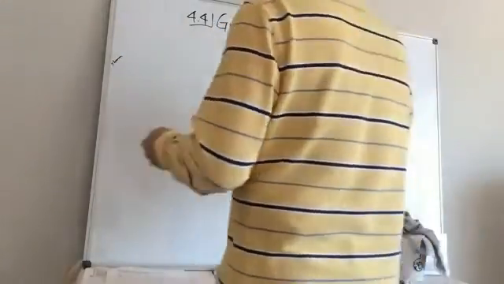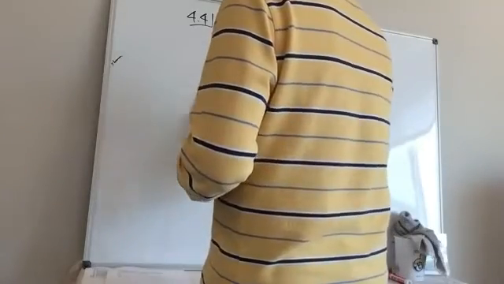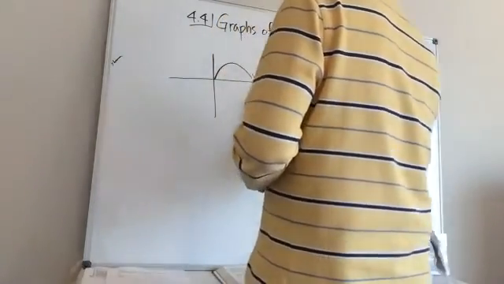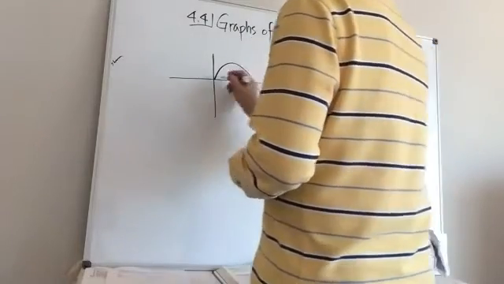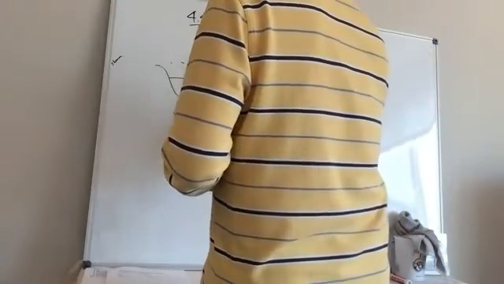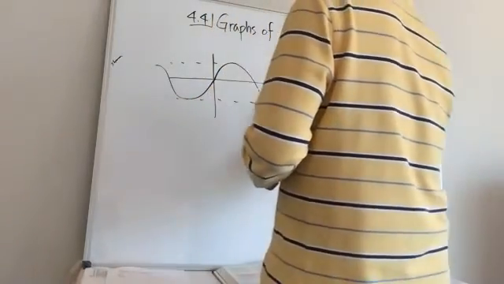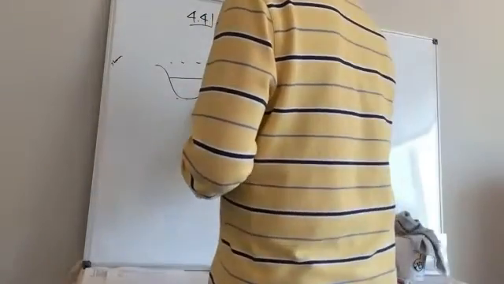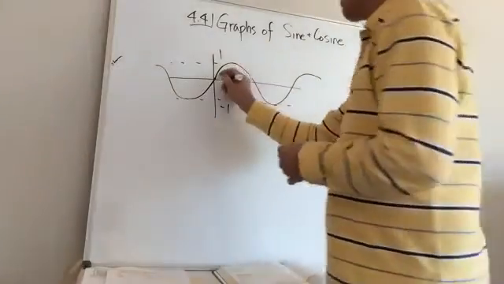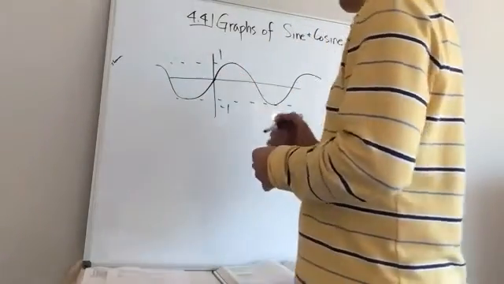So the graph of sine goes like this, and I've drawn this several times already. It's like this, and okay, so this is 1 and -1. So the graph starts at (0, 0).